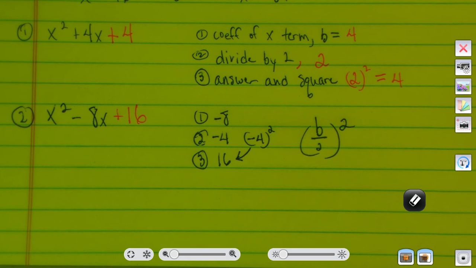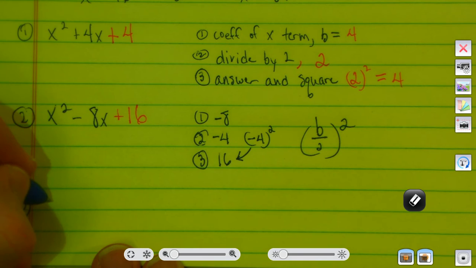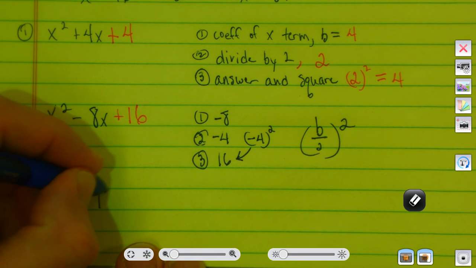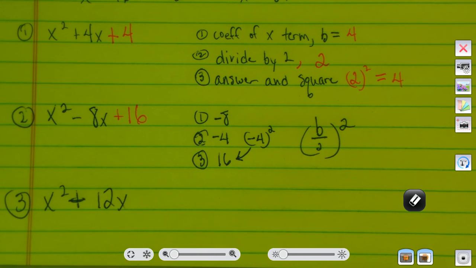I want to give you one for you to see if you can complete the square. Here we go. This is example number 3. It's x squared plus 12x. All right, so your job right now is to complete the square. If you're watching the video, pause it, come back and complete the square. And then unpause it when you've finished.